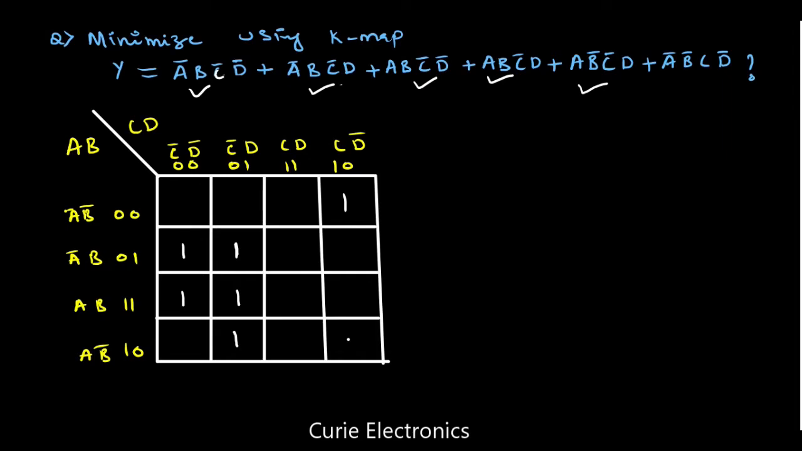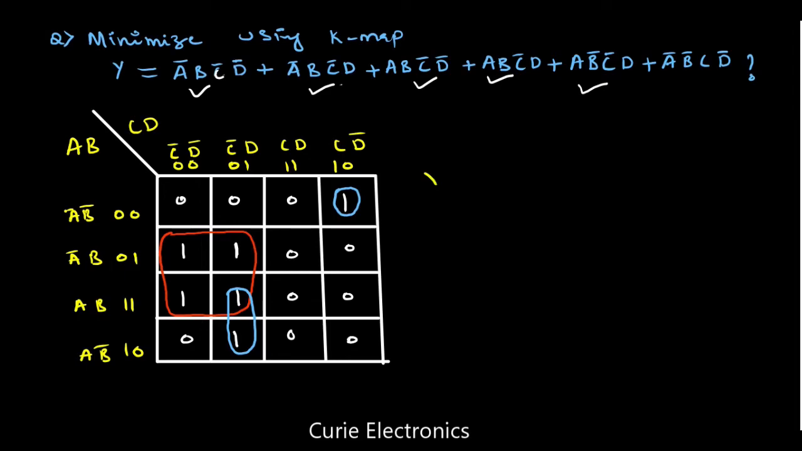Now we have to minimize this. So the remaining all are zeros. So let's make the groups. Here, if you look clearly, it is a group of 4 ones. That is a quad. Then we can take one more pair, these two ones. Then this one doesn't have any pair. Now, what is the simplified expression?